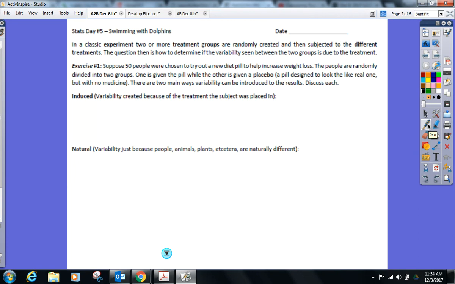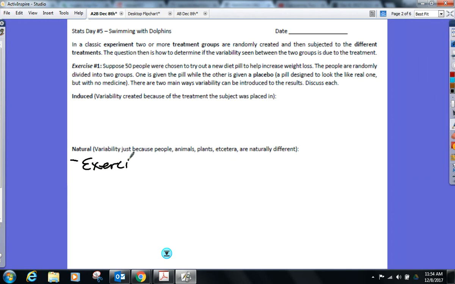They could be exercising. All right? That's called natural causes. Something other than the treatment caused the difference. Something other than the pill caused the difference. In this case, exercise. What else? Any other factors you could think other than the pill could have led to the weight loss? Diet, right? Maybe their diet caused their weight loss. It might not necessarily be the pill. And then one I also came up with is maybe some people have better metabolism.